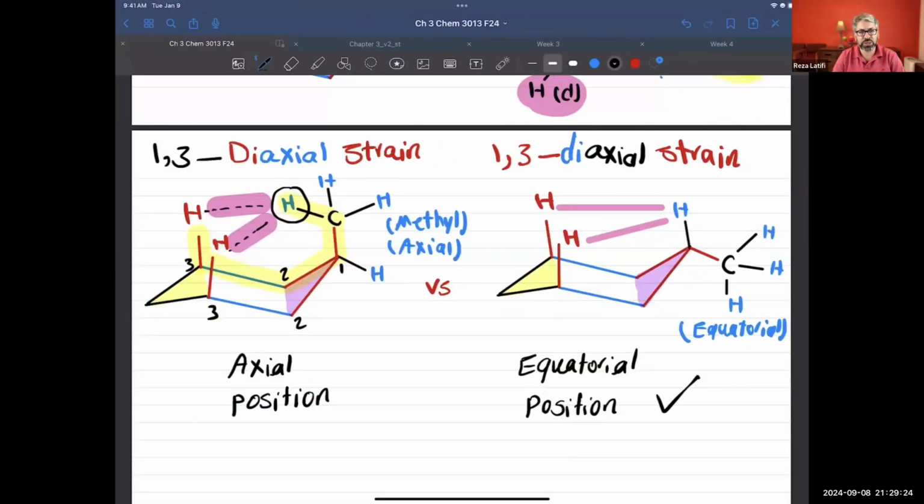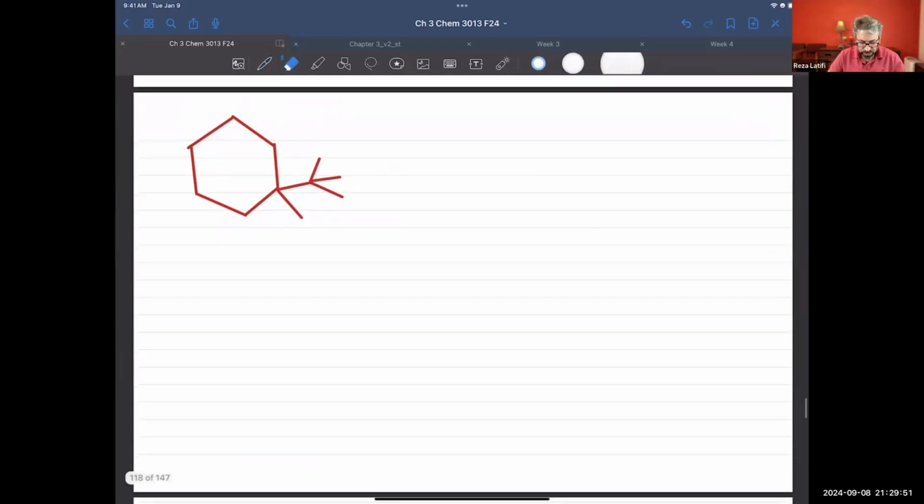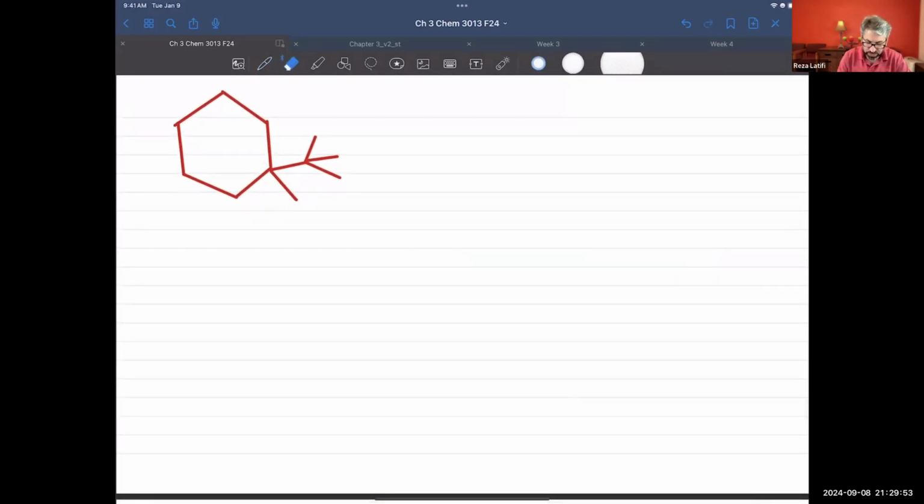In the last lecture, we were talking about diaxial strain. We said we get this whenever we put a substituent bigger than hydrogen in the axial position. That methyl group is going to sense the hydrogens that are 3 carbons away from it, and those hydrogens are in axial position. Because they are 3 carbons away, we call it 1,3 diaxial strain. So we have a molecule here, a cyclohexane, with 2 substituents.